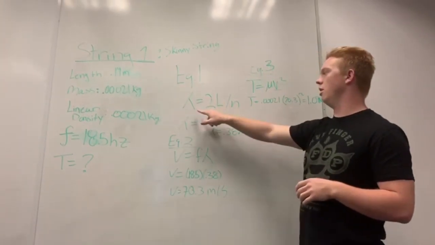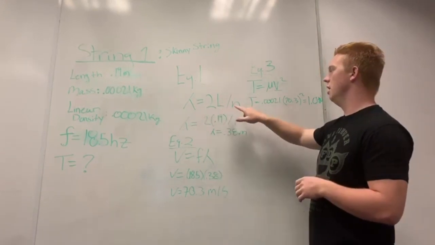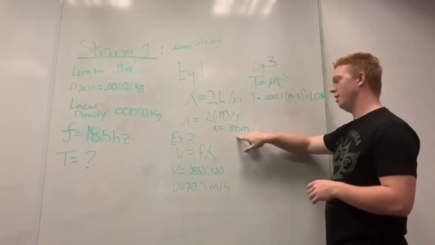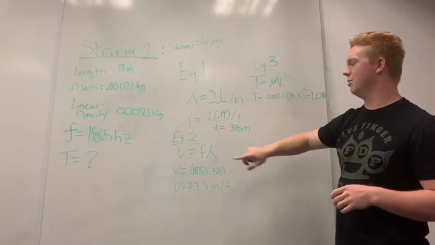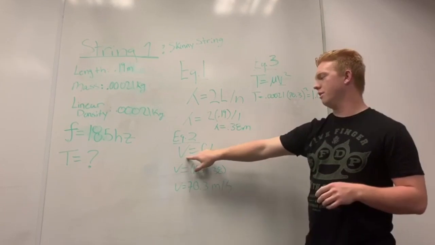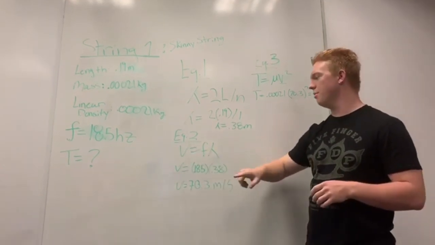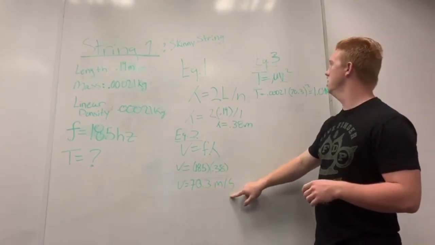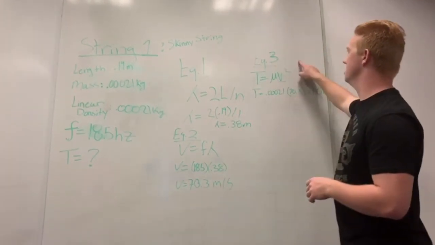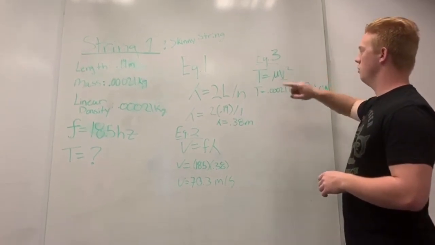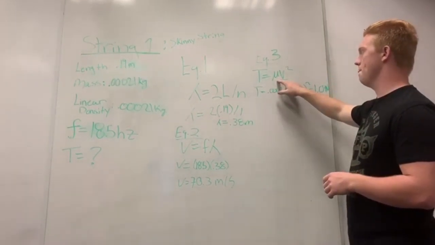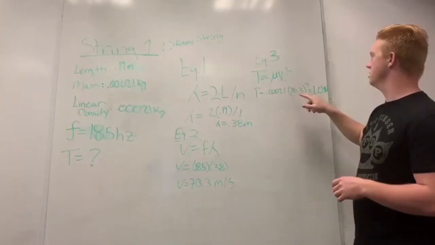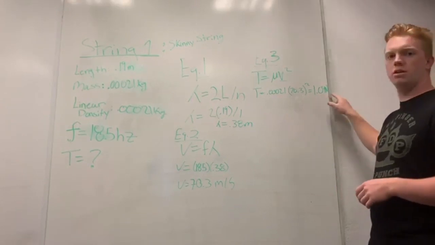Equation 1, we will find our wavelength utilizing the length of the medium and our number of nodes that we observed. Our number of nodes was 1, giving us 0.38 meters for our wavelength. Our wavelength is then plugged into this formula to find our wave speed based upon our frequency found from the tuning app. Our wave speed is calculated out to be 70.3 meters per second. This value can then be plugged into our tension equation, where we utilize our calculated linear density to find that the tension on the skinny string is 1.04 newtons.